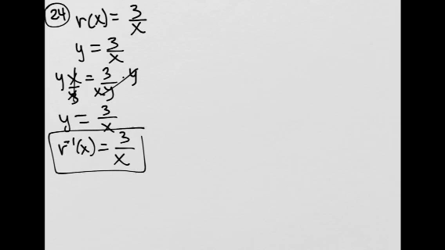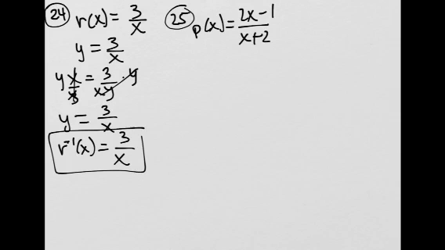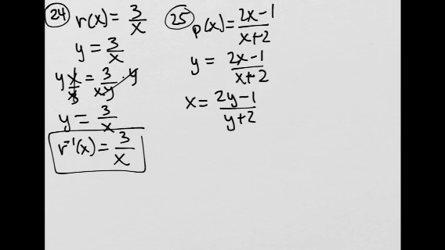Okay, number 25. P of x equals 2x minus 1 over x plus 2. So P of x becomes y. If you notice, I'm saying the steps as I go along, it's the same 4 steps over and over again. Switch the x and the y. And solve for y. Now this one I've got to make it a proportion so that I can cross multiply, so that it's easier for you guys to see it this way.